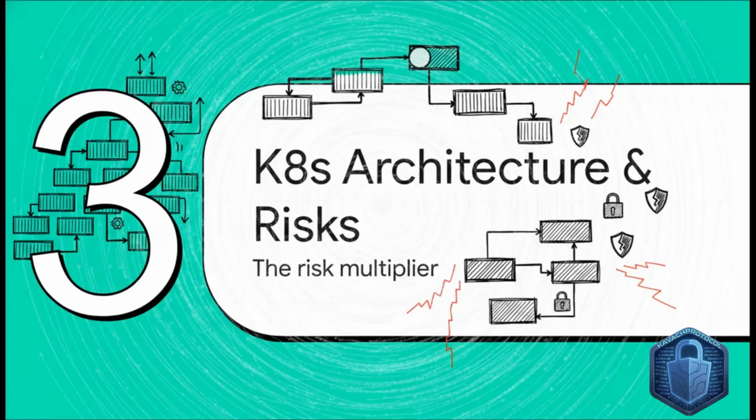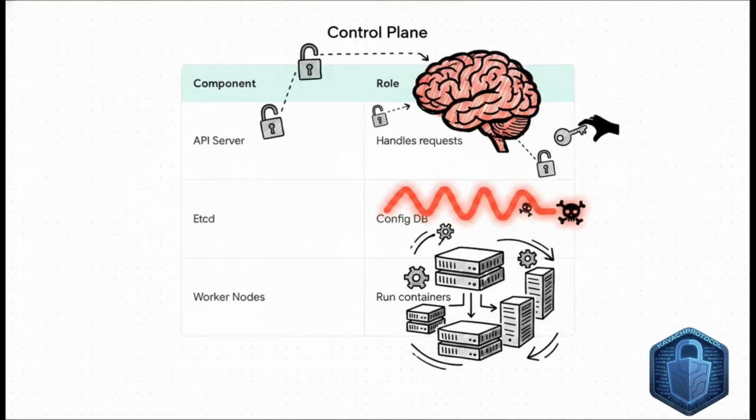The risk multiplier. So, what happens when we scale those containers up? Kubernetes. It is absolutely incredible at orchestrating massive deployments. But to understand its risks, you have to look at its two main parts. You've got the control plane, which is the brain of the operation, handling API requests, scheduling workloads, and storing all your sensitive data in a database called etcd.